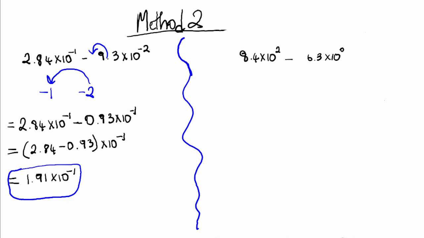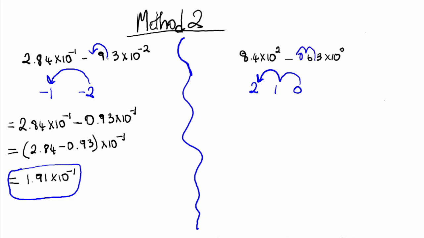Okay, for this problem, we have 8.4 times 10 to the second power minus 6.3 times 10 to the 0 power. 0 is less than 2, so we're going to be converting from times 10 to the 0 power to times 10 to the second power. So we're moving from 0 to 2. We'll move our decimal point 2 places to the left.